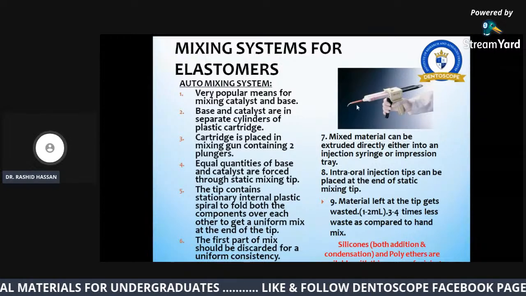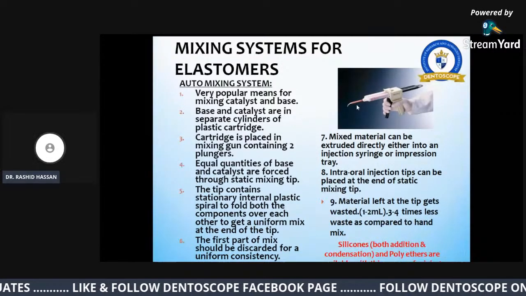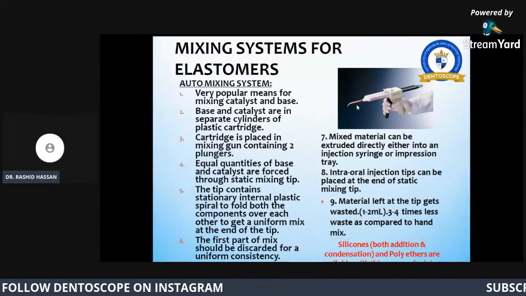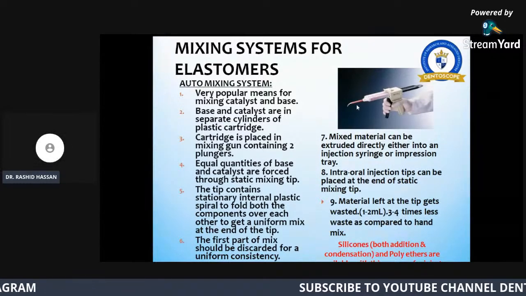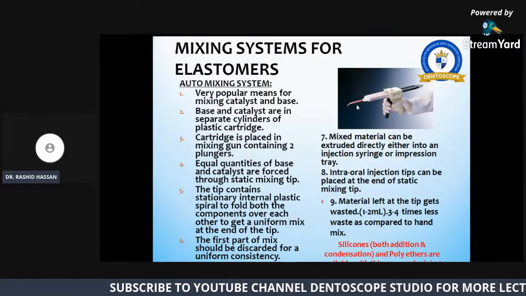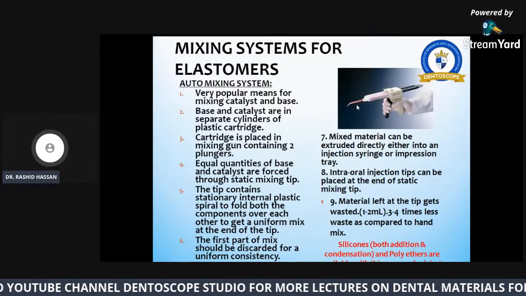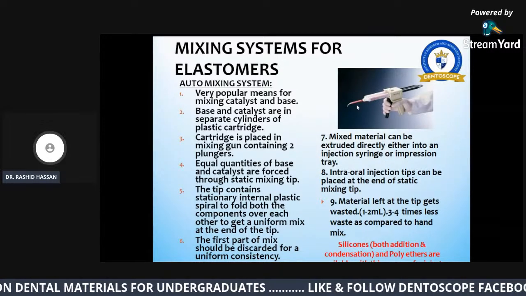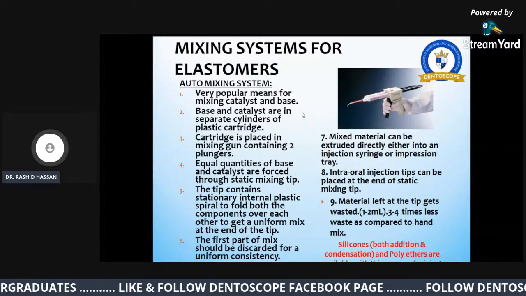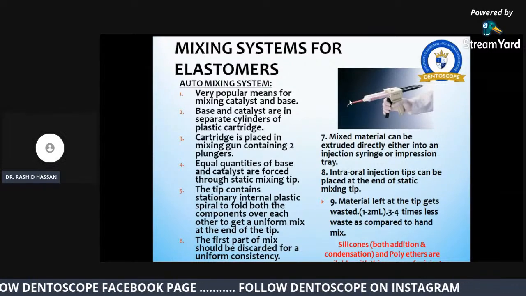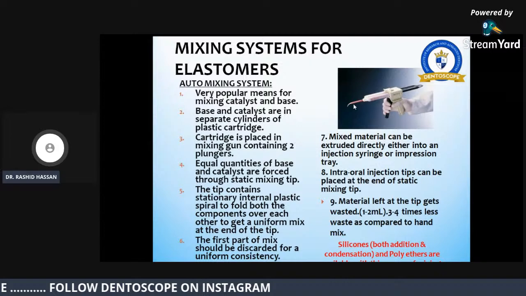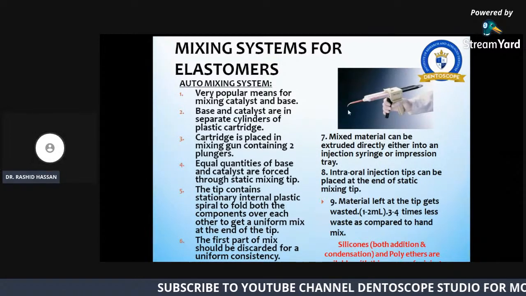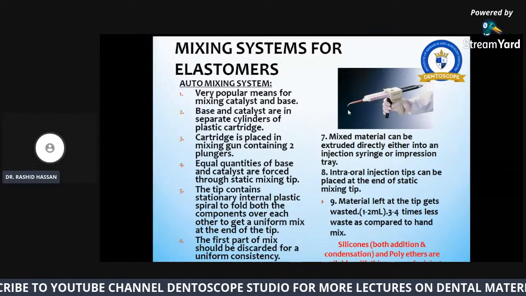So the first part of the mixture, this is the rule of thumb. This is a very important point, that the first part of the mixture needs to be discarded. Just keep this in mind, because this is the most popular method for mixing the elastomers, so you are also going to mix by this method. Just discard the first mix that comes out of this mixing tip. Why? Because it's not a uniform mix. It's just the remnant of the past mixing that was done.